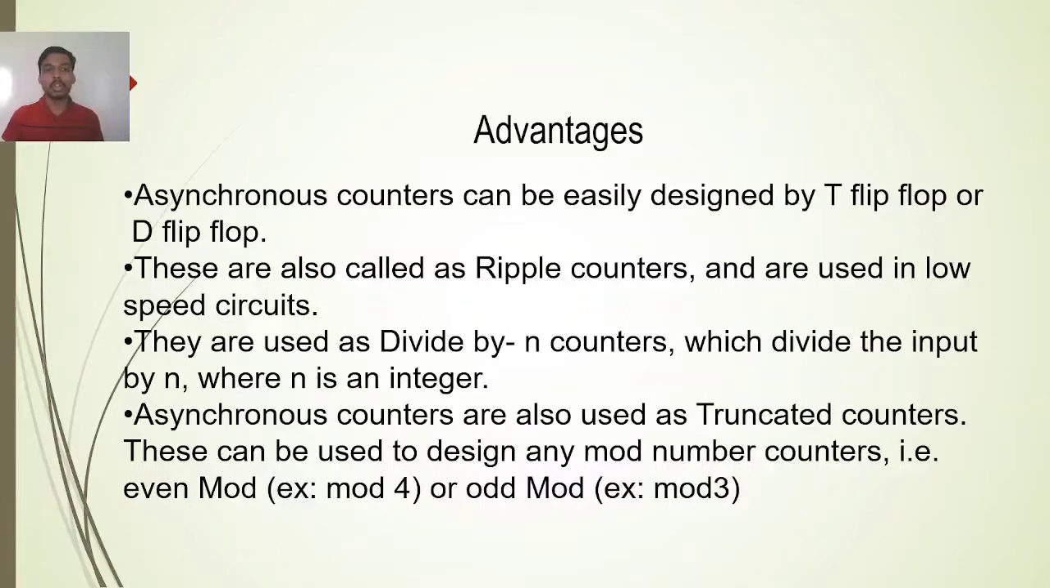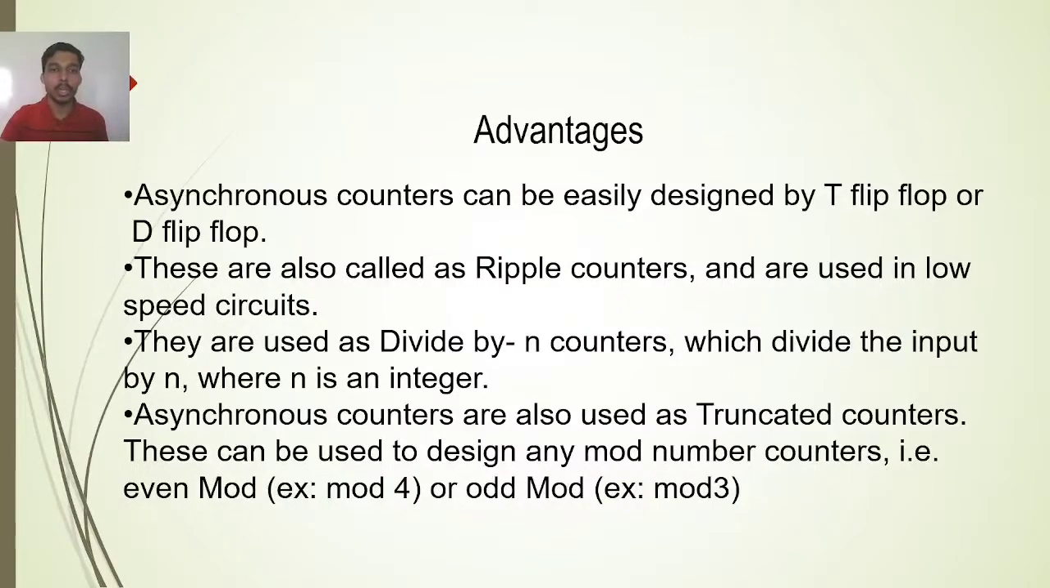Now, some of the advantages of the asynchronous counters. Asynchronous counters can be easily designed by T flip-flop or D flip-flop. These are also called ripple counters and are used in low-speed circuits. They are used as divide by n counters, which divide the input by n, where n is an integer. Asynchronous counters are also used as truncated counters. These can be used to design any mod number counter, for example even mod 4 or odd mod, for example mod 3.